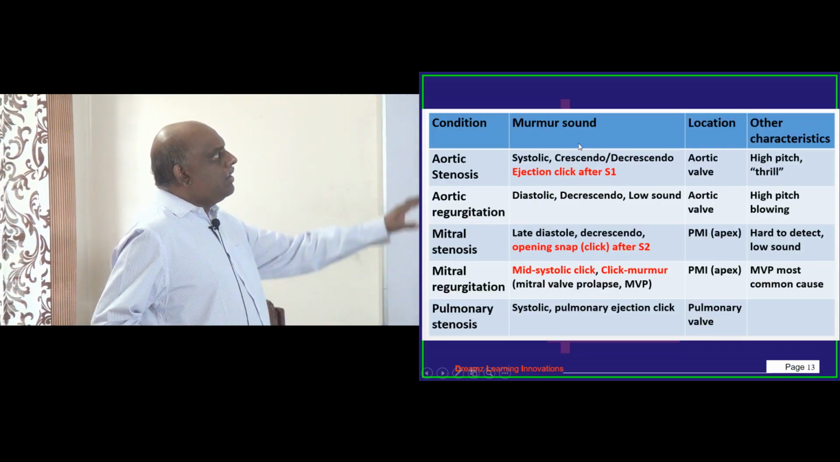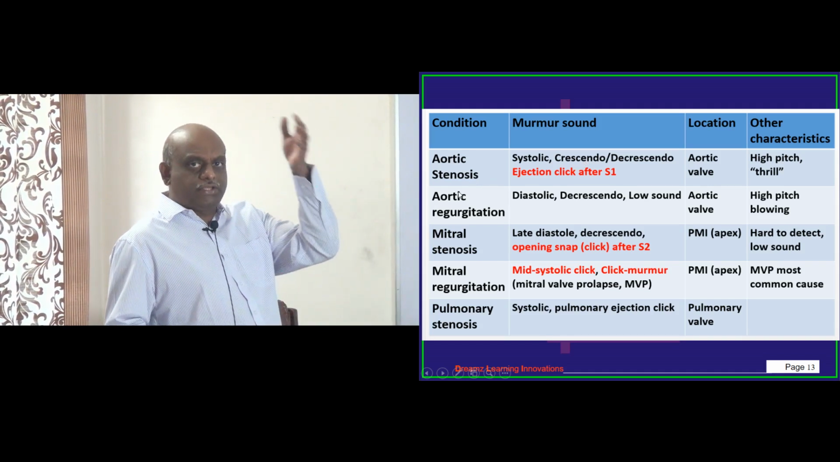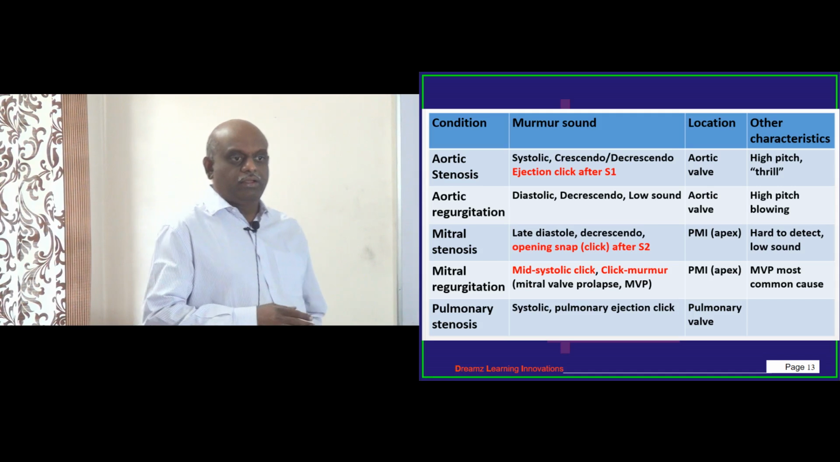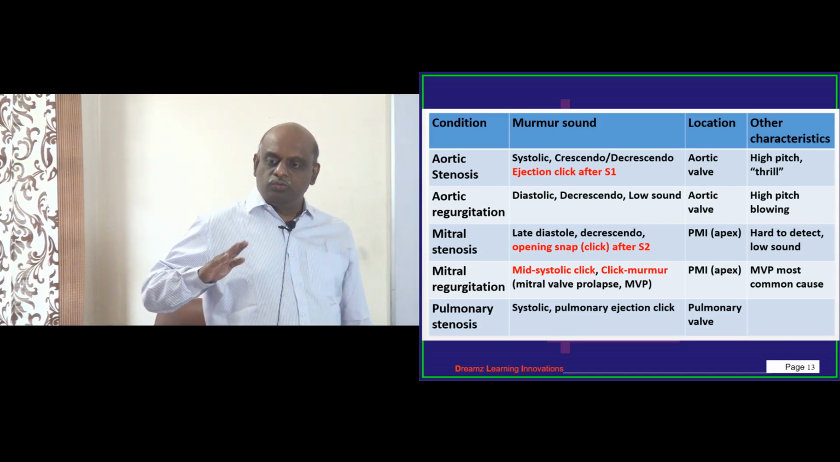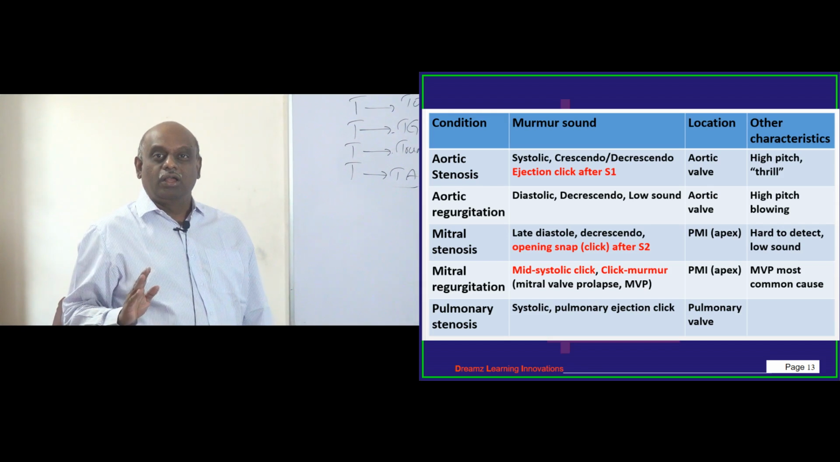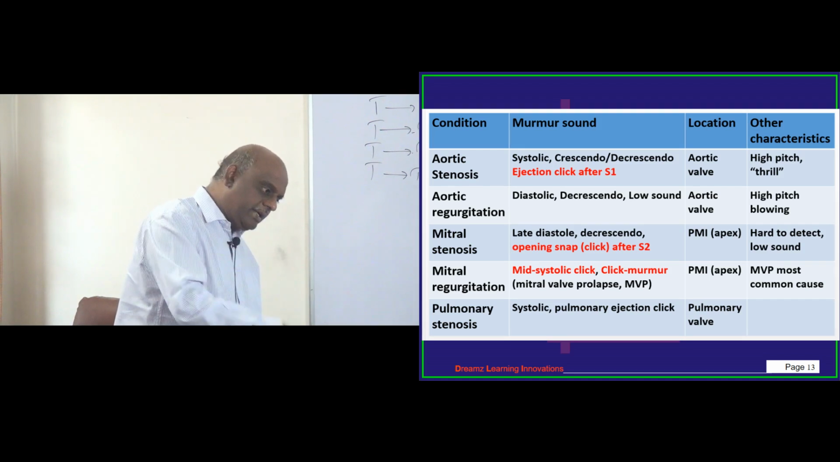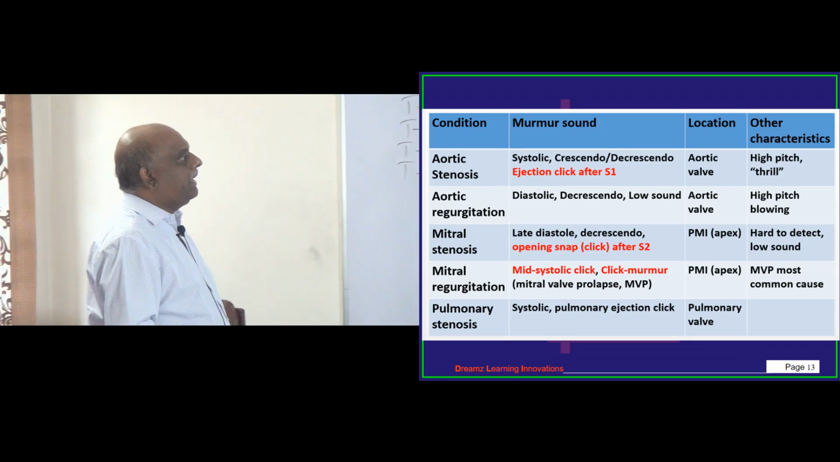So, aortic stenosis, what is the type of murmur, doctor? Systolic crescendo, decrescendo murmur. Like an aeroplane, zoom, it will go up and then zoom, it will go down. All that happens during the systole. Crescendo, decrescendo murmur is what you need to remember.